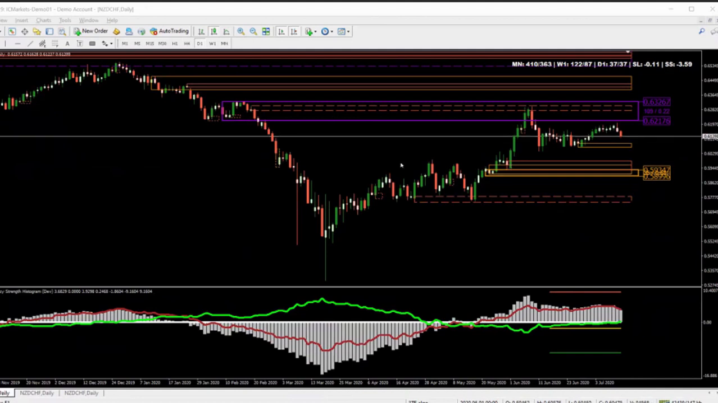And the whole push responsible for moving this occurred from the low.